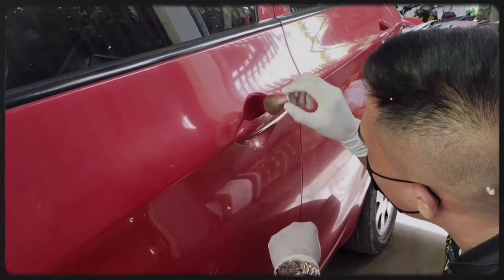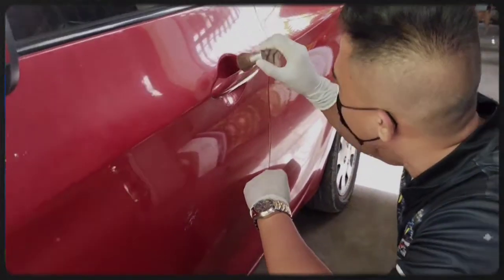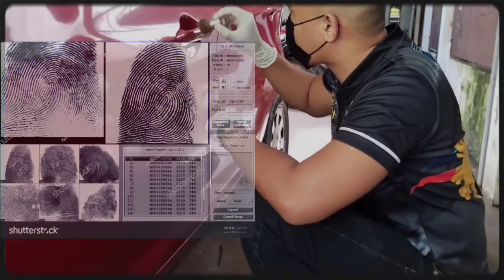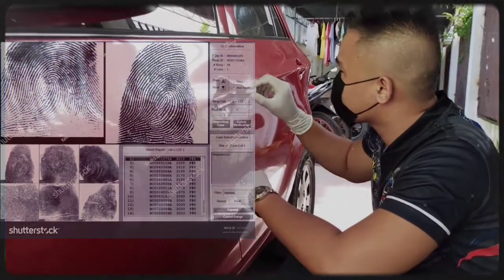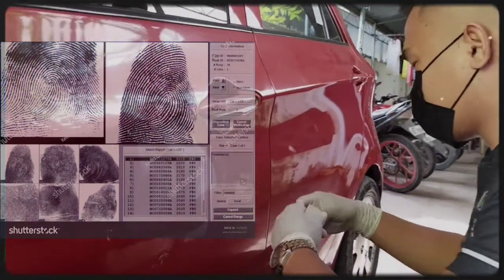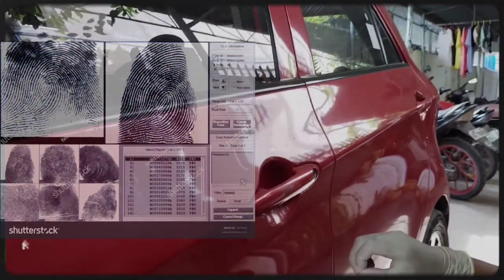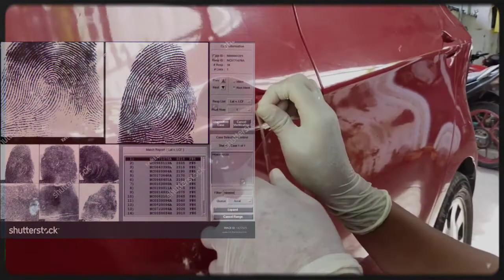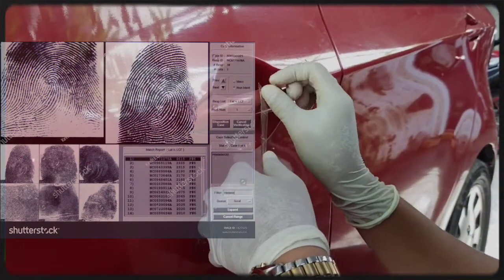A fingerprint examiner uses a modern way of identifying prints called AFIS, a type of biometric system that uses digital imaging to capture a fingerprint, which then can be compared to a database of fingerprint records to help determine the identity of an individual.